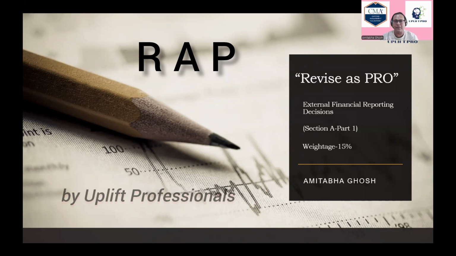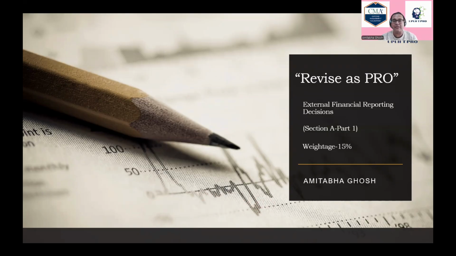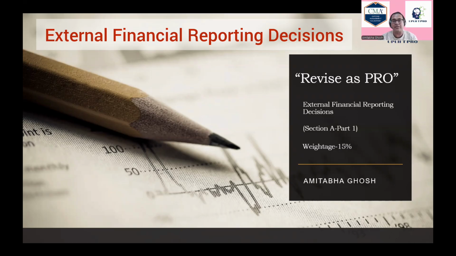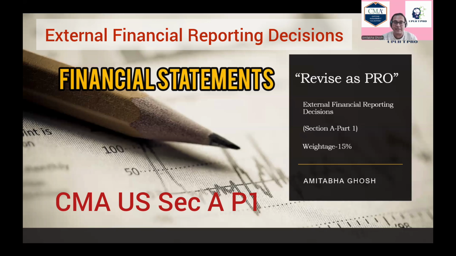In this session, for all the US CMA aspirants who are in the final stages of preparation, we are going to touch upon a very important section, that is the external financial reporting decisions, which is basically Section A, Part 1, and has a coverage of 15%. In this particular section, we would be covering a specific area, primarily the financial statements.